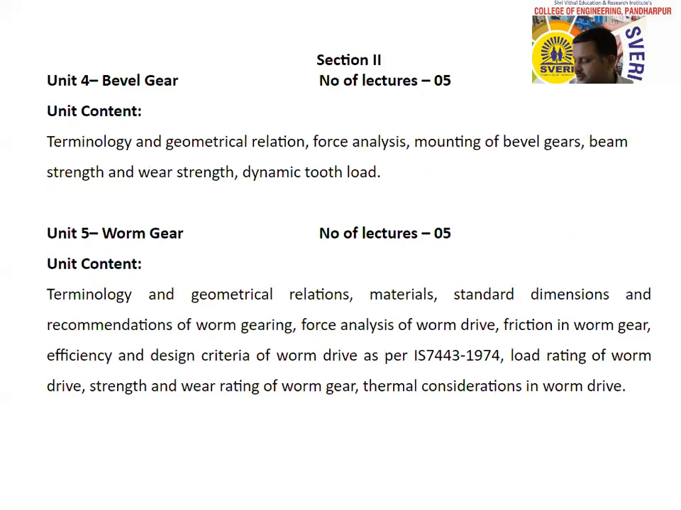Now section second consists of 3 chapters. In that, unit 4 is bevel gear, number of lectures 5. Its content is terminology and geometrical relation, force analysis, mounting of bevel gears, beam strength and wear strength, dynamic tooth load. Unit 5, worm gear, number of lectures 5. Unit content: terminology and geometrical relations, materials, standard dimensions and recommendations of worm gearing, force analysis of worm drive, friction in worm gear, efficiency and design criteria of worm drive as per IS 7443/1974, load rating of worm drive, strength and wear rating of worm gear, thermal considerations in worm drive.